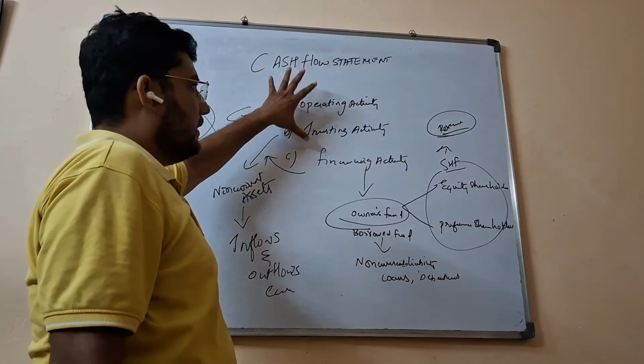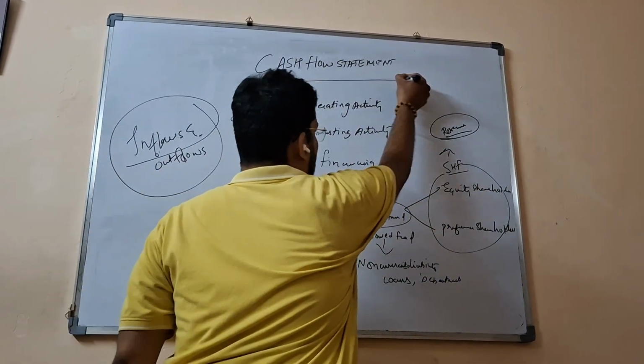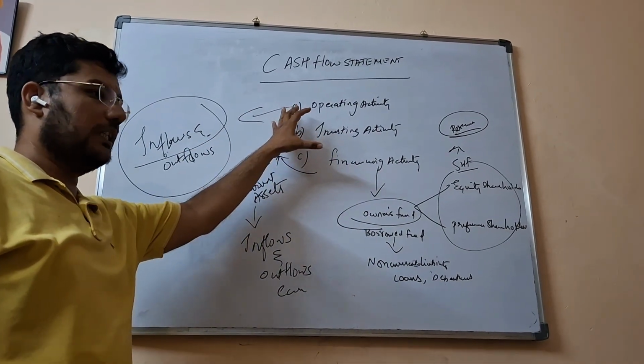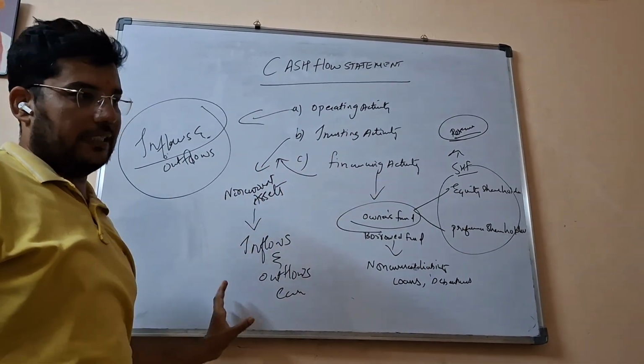So talking about these three activities, the cash flow statement basically speaks about the inflows and outflows from day-to-day activities purely. So for that we need to exclude.